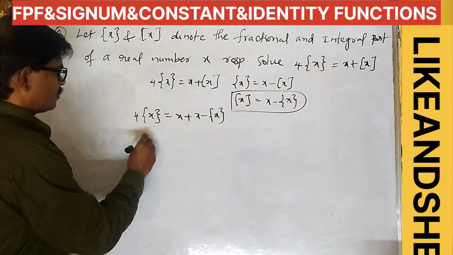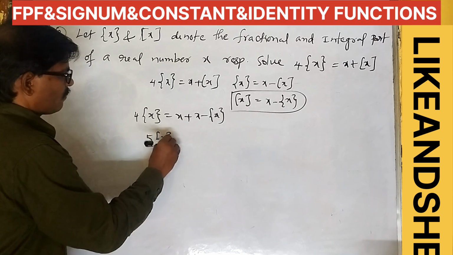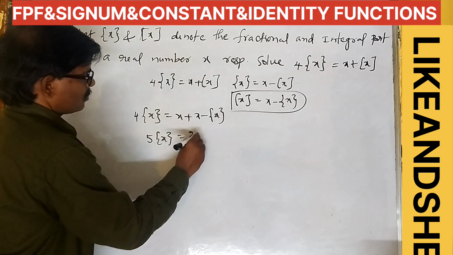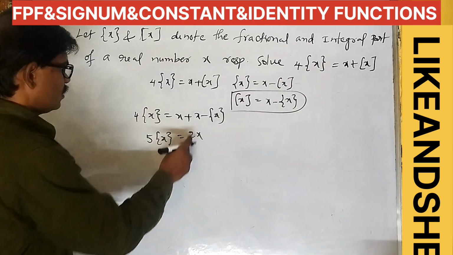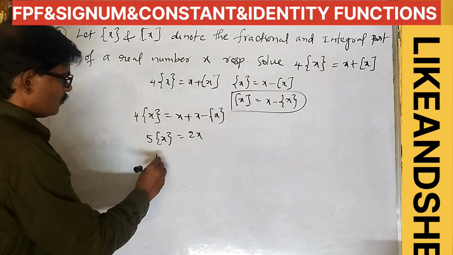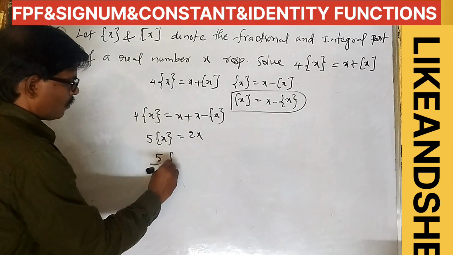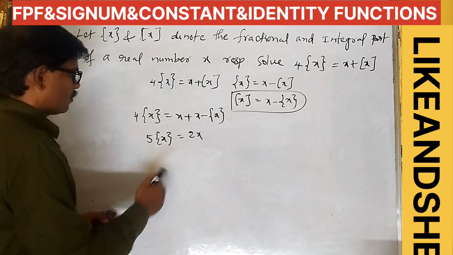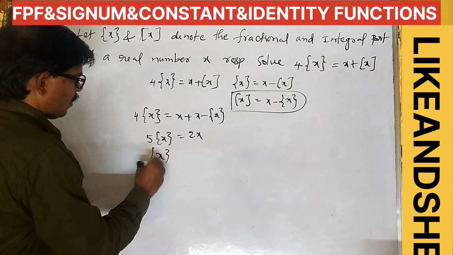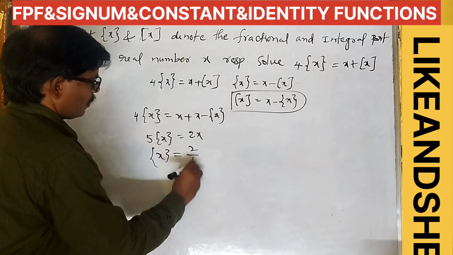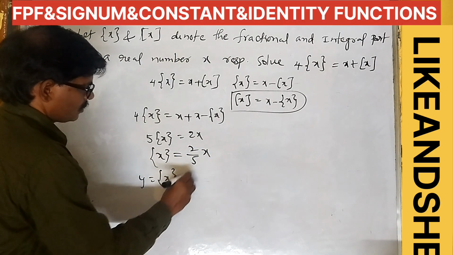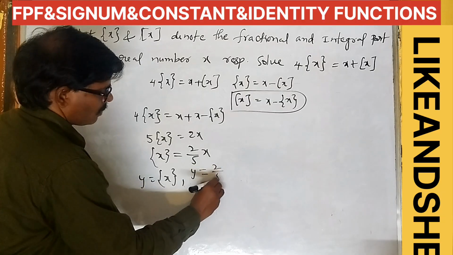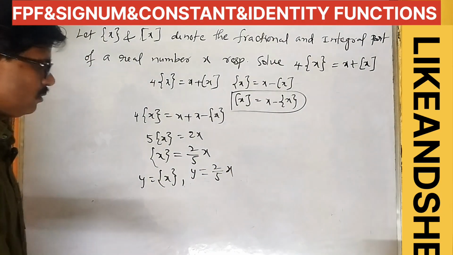Taking this to one side, 5{x} = x + x, which is 2x. So {x} = 2/5 times x. Let y be the fractional part of x. What is the y value? y is equal to 2/5 times x.